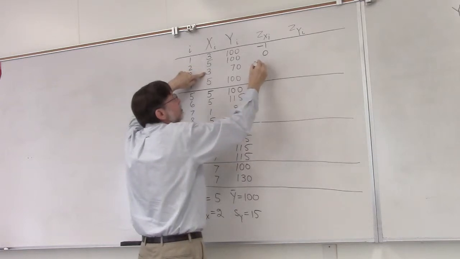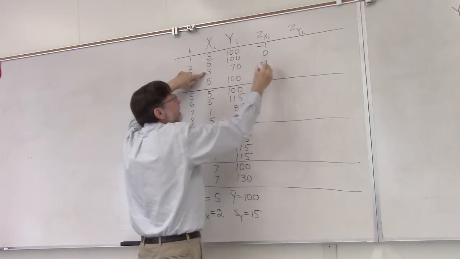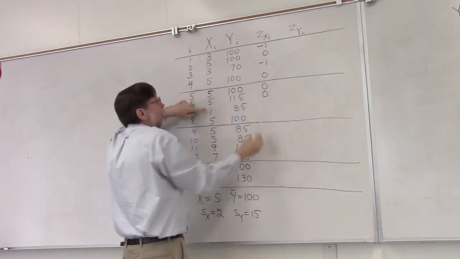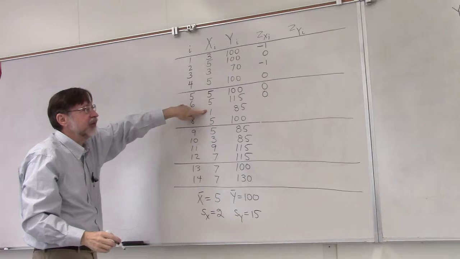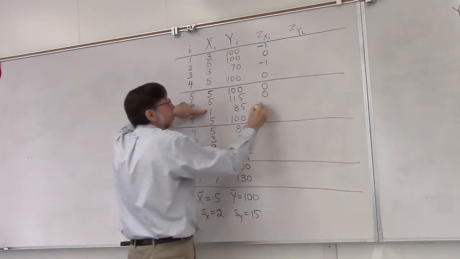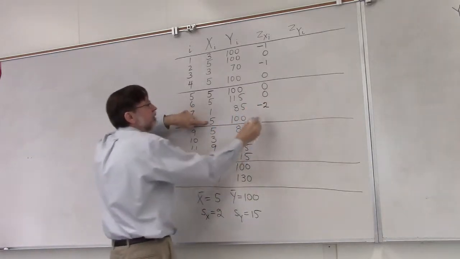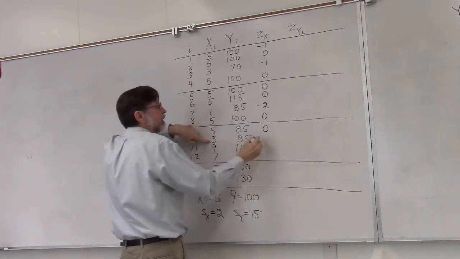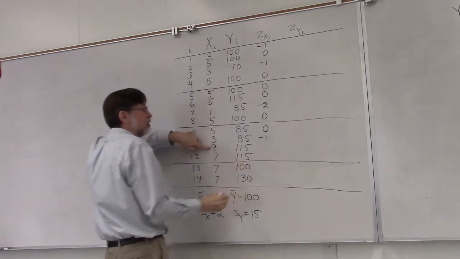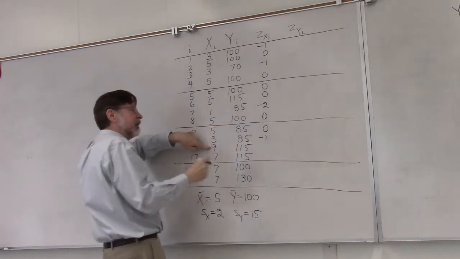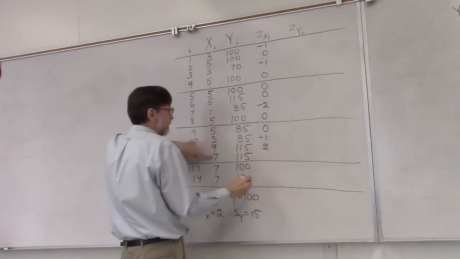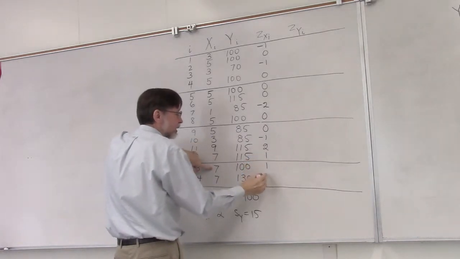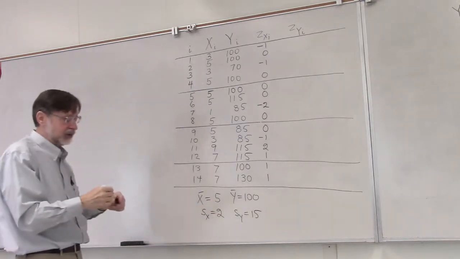3 minus 5 is negative 2, divided by 2 is negative 1. 5 minus 5 is 0. 1 minus 5 is negative 4, divided by 2, that's negative 2. 5 minus 5 is 0. 3 minus 5 is negative 2, divided by 2 is negative 1. 9 minus 5 is positive 4, divided by 2, that's positive 2. And 7 minus 5 is 2, divided by 2, that's 1. 1 and 1. So those are the z-scores for the x's.